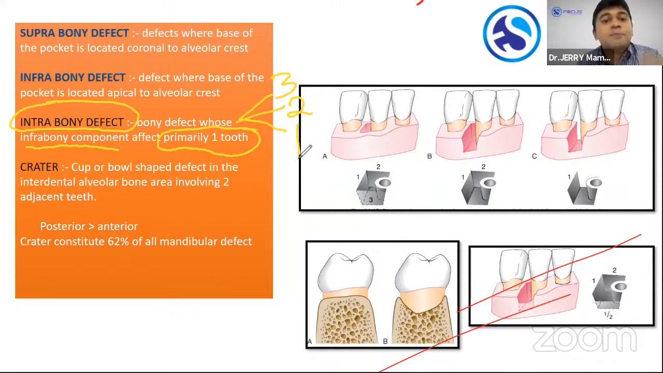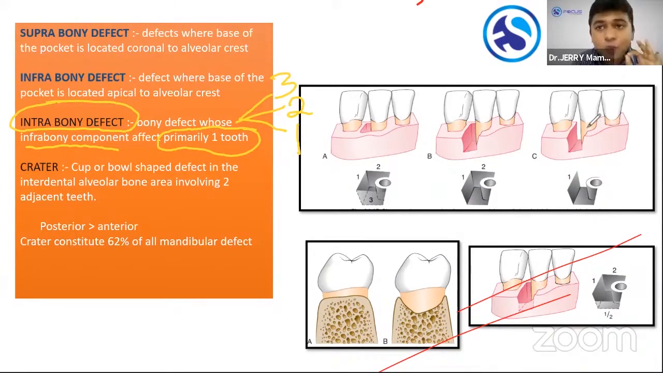Now, what do you mean by 3-wall defect? Remember, in perio, we talk about preservation, try to preserve everything. So we are talking about what is remaining or what is being preserved after the bone has resolved. So a 3-wall defect is the number of walls that are remaining after the defect or lesion has occurred.